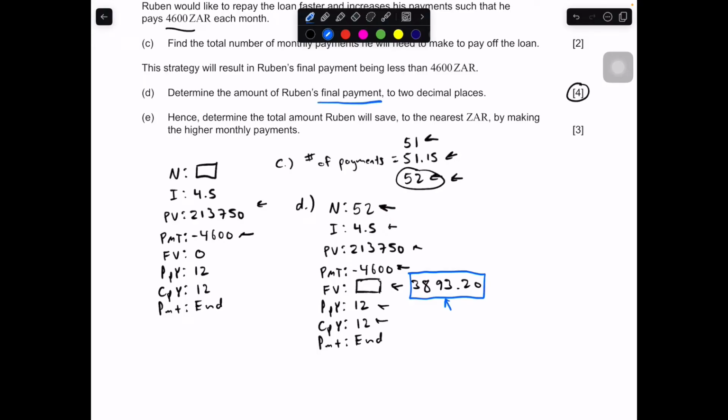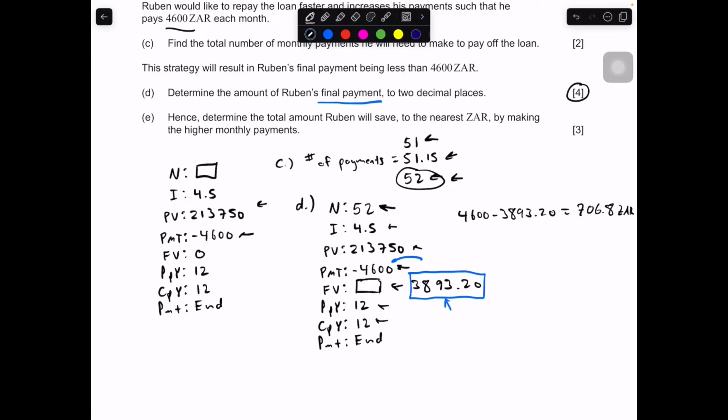And the question is, how much was his final payment? So if he has $3,893.20 in his account, and he was only required to pay $4,600, what was that last payment? What is the difference between the two? So if we say 4,600 minus 3,893.20, which is how much he has in his bank account, and just subtract one from the other, I did it on the calculator that I have beside me, we get 706.8 ZAR, or South African Rand.